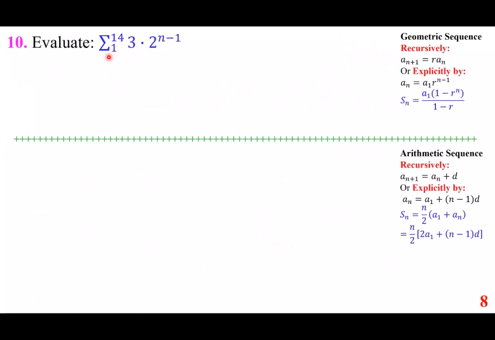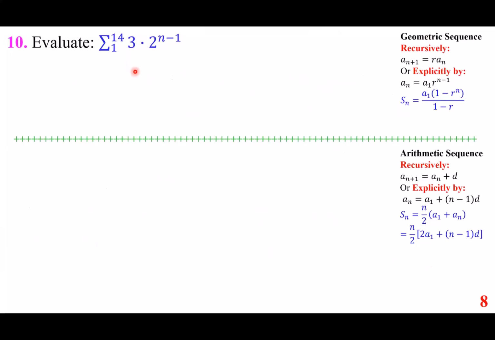The summation from n=1 to 14 of 3 times 2 to the power of n minus 1. Again, reminding you of geometric sequence, arithmetic sequence, and so forth. So to evaluate this, let's just write out a few terms to see what we are dealing with.